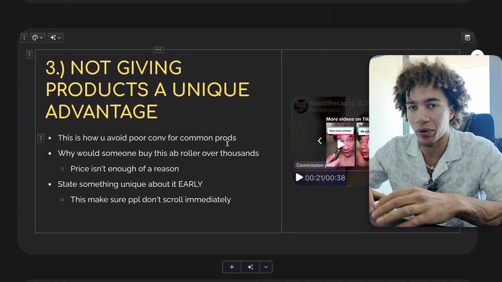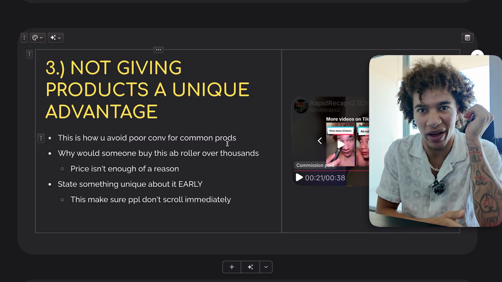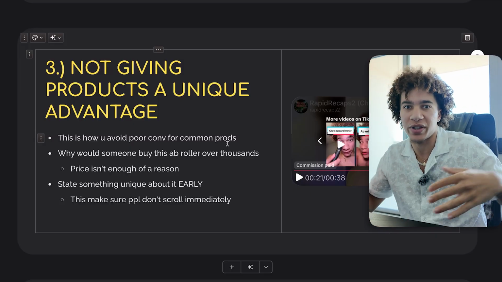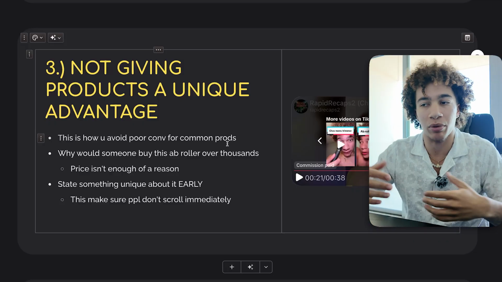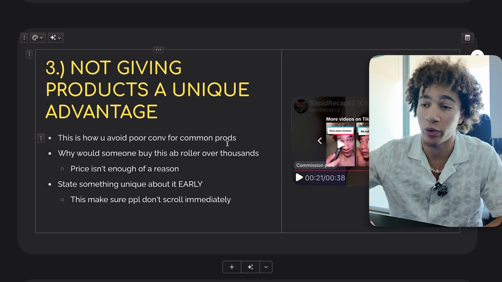So this is super, super important. That unique advantage was the elbow support, right? Because if you get an ab roller without an elbow support, you're not going to achieve the six pack that I was able to, right? Like that's what this video was talking about. So you can apply that to any product. That's just how I did it with this ab roller specifically, right?